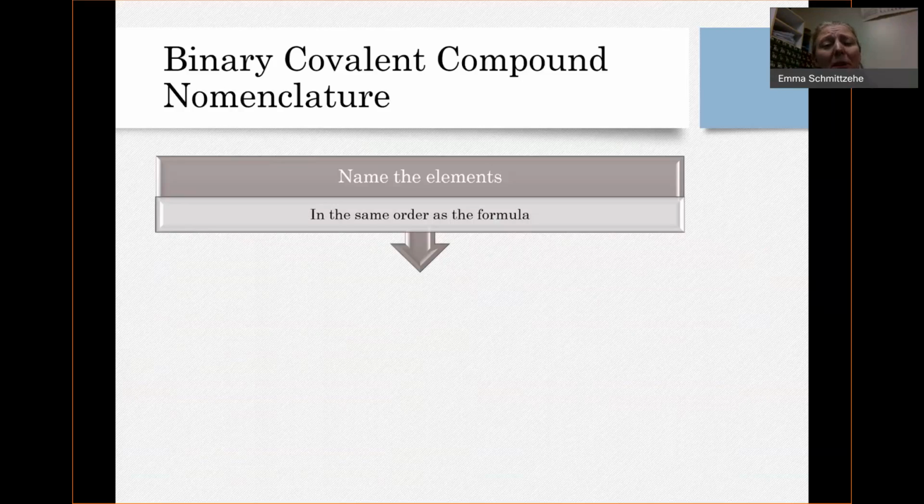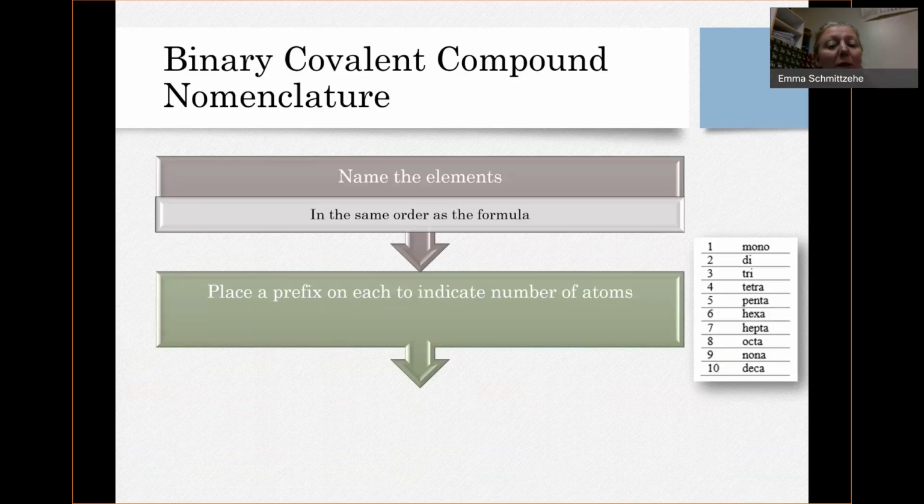And you name them in the same order as the formula has them written. So since CO and CO2 are written with carbon first and oxygen second, the first part of the name is going to have carbon, the second part of the name is going to have oxygen. Okay, and then we will add to this. So the next step is to place a prefix on each to indicate the number of atoms of that element.